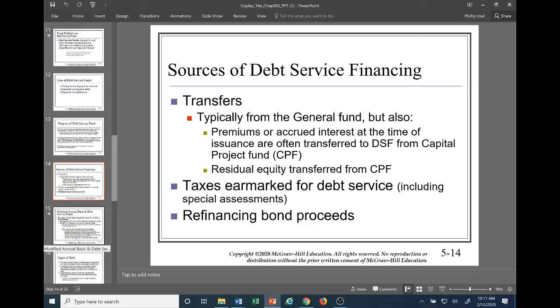So, sources of debt service financing. Where is the money coming from? How is this debt service fund obtaining these funds to operate? Transfers is going to be the first and the most common one, typically from the general fund, right?